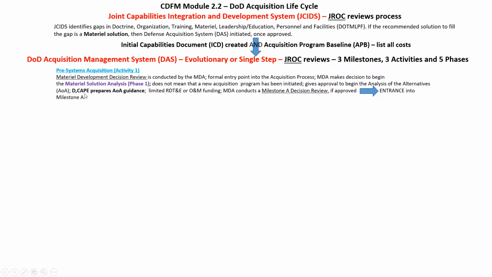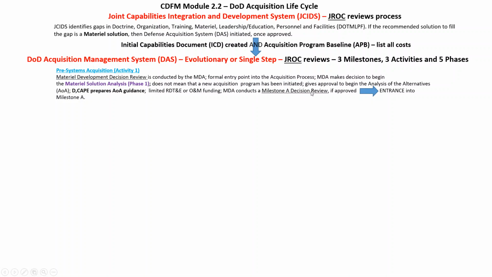The director of CAPE, the same person who was in charge of the programming phase of PPBE and also responsible for updating the Future Years Defense Program, is the same individual who prepares the AOA guidance, analysis of alternatives. It's limited to RDT&E funding or O&M funding because you're early on in the stage. We're just doing an analysis to see how things work out. So the Milestone Decision Authority conducts a Milestone A decision review.